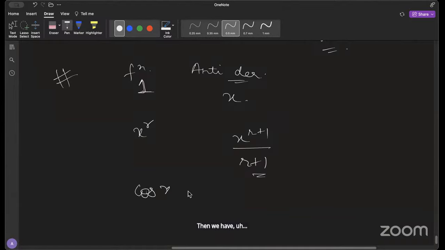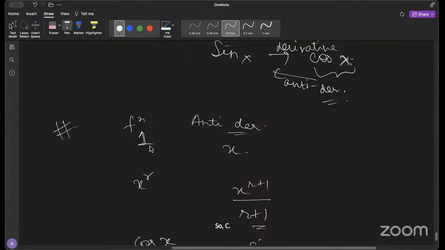Then we have cos x. For cos x, you have minus sin x. The antiderivative of cos x is minus sin x. For sin x, it's cos x. So see, x is the antiderivative of 1, and 1 is the derivative of x. Similarly, this is the antiderivative of x to the power r, and x to the power r is the derivative of this thing.